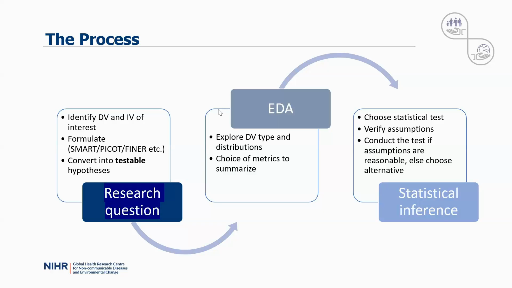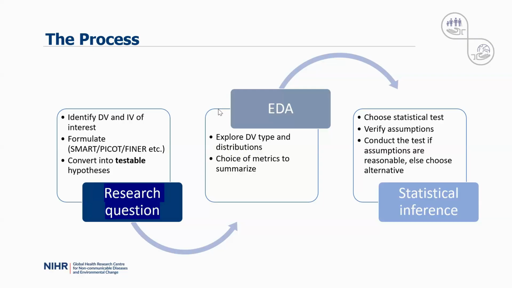Once we collect data, this is followed by an exploration of the dependent variable type and distribution. We looked at it in our very first session, where we talked about the levels of measurement and the distributions of dependent variables, whether they are skewed or not skewed, and the different shapes that were possible.